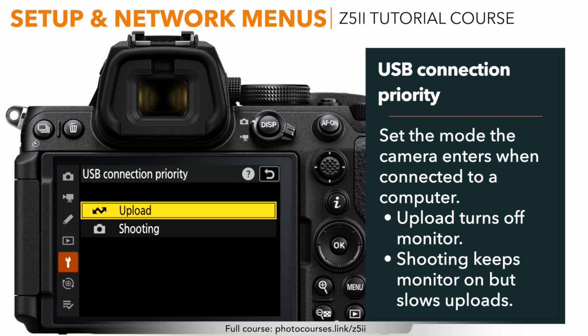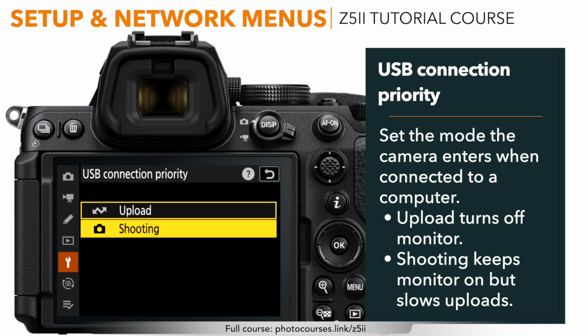USB connection priority is where you'll tell the camera what kind of connection mode to go into when it is connected to a computer via a USB cable. If it's set to upload, the monitor is going to stay off and it's just going to upload images, kind of like a memory card reader. If it's set to shooting, the monitor is going to stay on to enable tethered shooting if that's what you're doing.